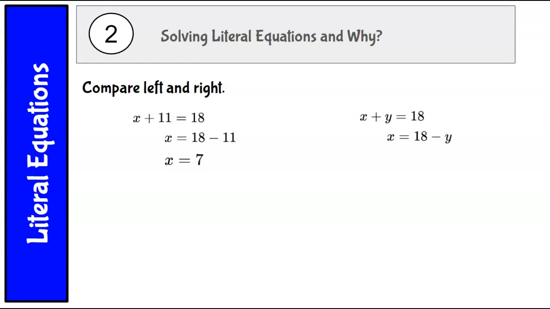You're still using the subtraction property of equality. You're still using multiplication and division properties of equality. You're still using the distributive property. The methods, the steps are still the same. Just when you get down to your answer, it's going to look like this, like a formula, instead of an actual solution with a number.